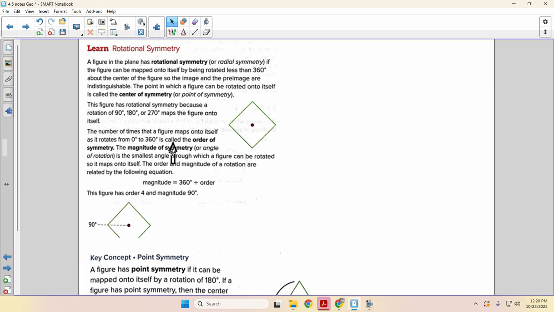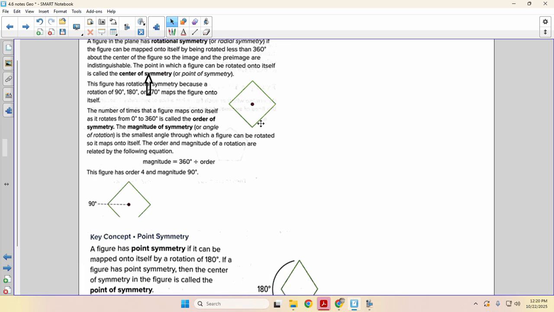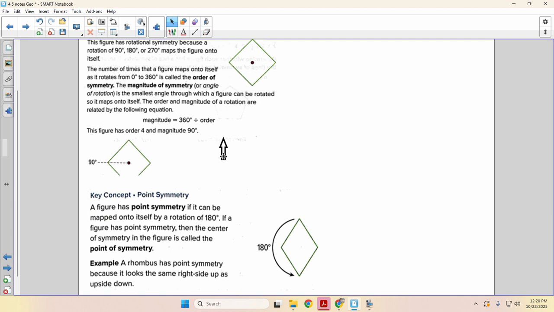And the number of times the figure maps onto itself between 0 and 360 is called the order of symmetry. And the magnitude is the smallest angle that the figure rotates to map back on itself. So the order is how many times, and the magnitude is the smallest angle that will map the figure onto itself.